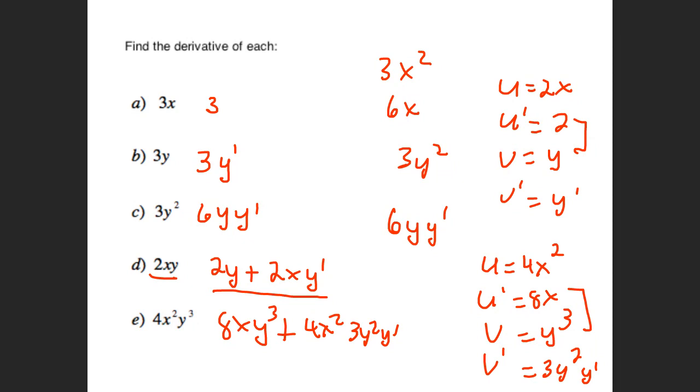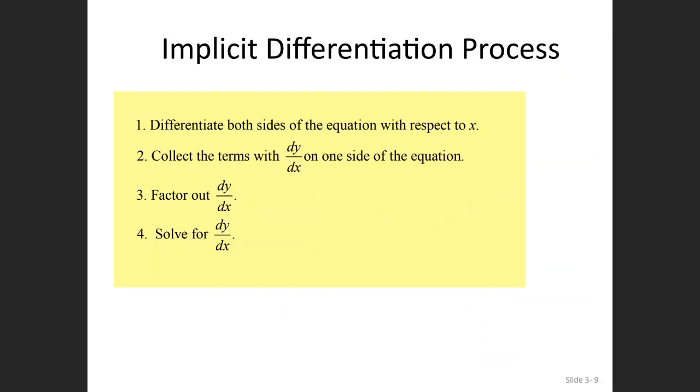Okay, so now once you understand how to take the derivative of each term, now we're going to be taking the derivative of a function to find out what the derivative is, or write an equation of a tangent line or something like that. So now, here are the directions, the steps for finding the derivative implicitly. Step 1, differentiate both sides of the equation with respect to x. Step 2, collect the terms with dy dx on one side of the equation. Factor out dy dx, solve for dy dx.